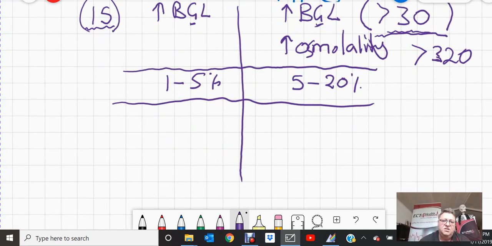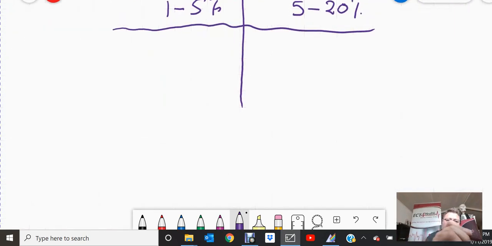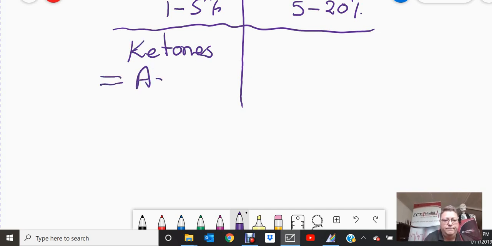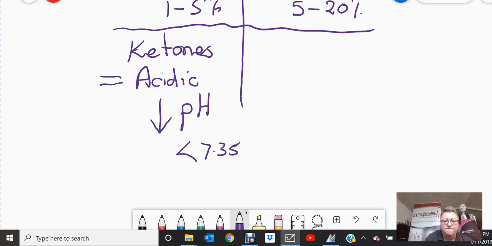But ultimately, what is the fundamental difference here? Well, my diabetic ketoacidosis patients, it's all in the name, they make ketones. Ketones are acidic. And because ketones are acidic, that pushes their blood pH down to below 7.35, which is kind of our bottom edge of normal when we're looking at measuring the pH of arterial blood.